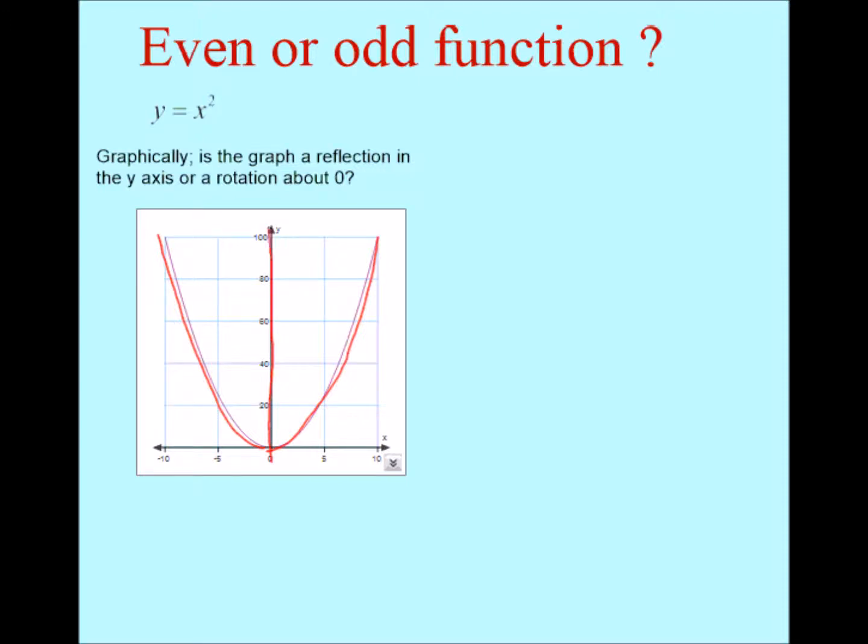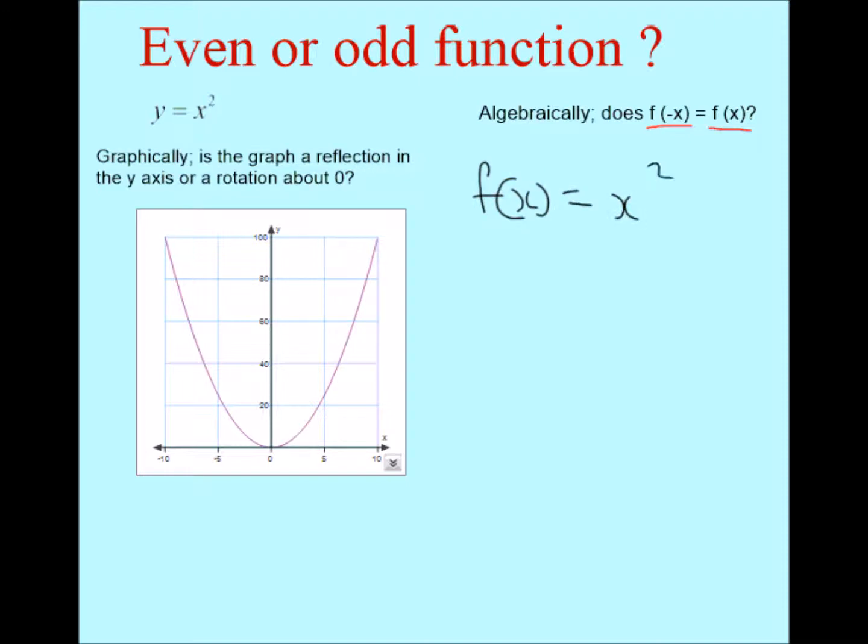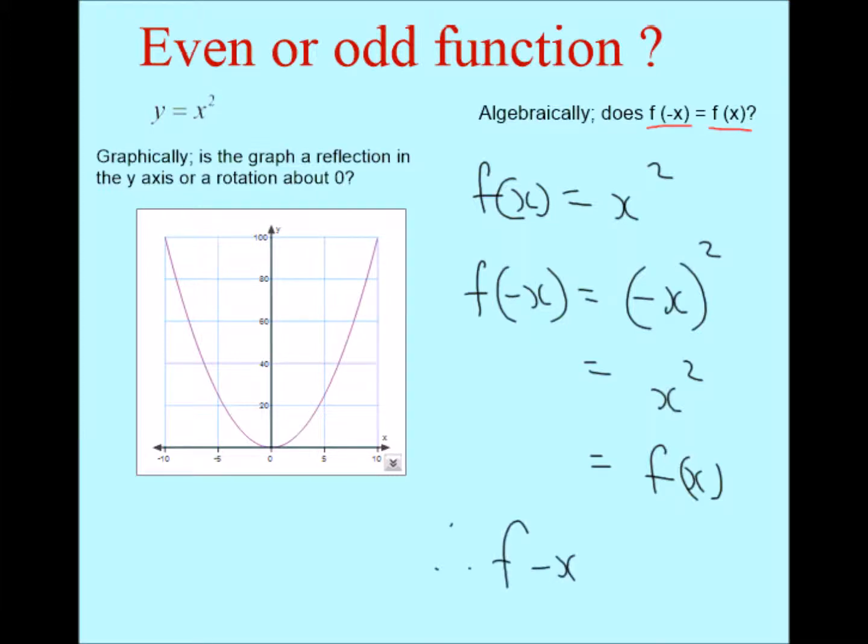Let's test the algebraic technique. So does f of negative x equal f of x? So f of x in this case is x squared. F of negative x therefore would be negative x whole squared, which becomes positive x squared, which is in fact the same as f of x. So we have shown that f of negative x is the same as f of x, which is the algebraic means of showing an even function.